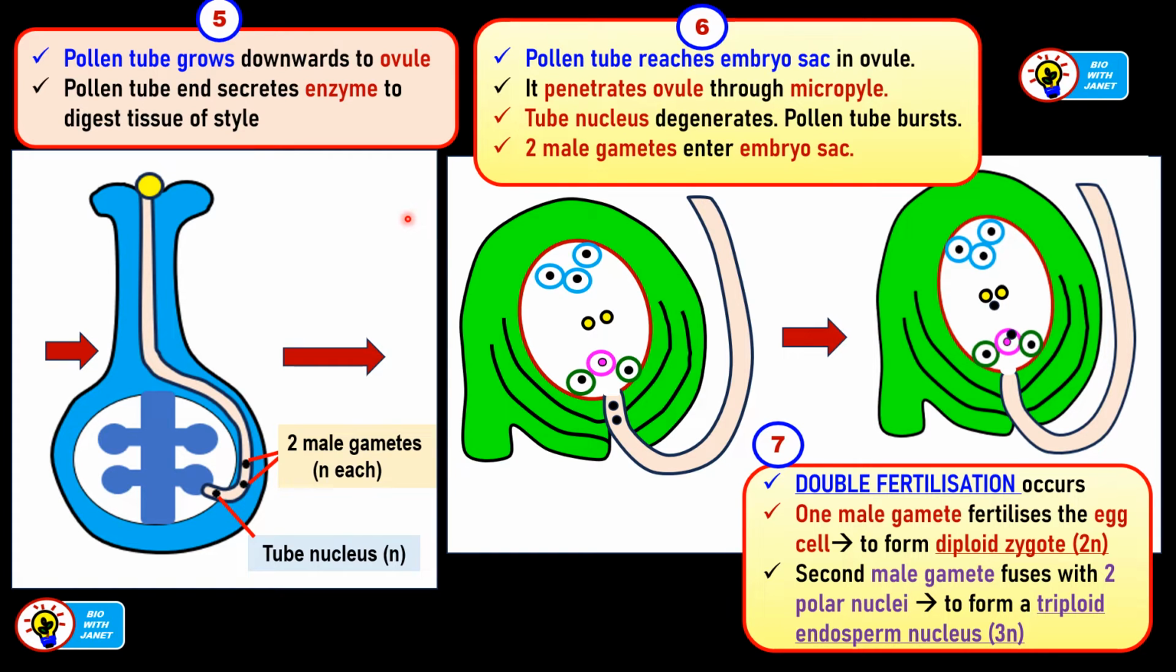So the generative nucleus undergoes mitosis to form two male gametes. Now next, what happens? The pollen tube will grow downwards to the ovule. Okay, it will grow through the style and through the ovary here to reach the ovule. Now, as it grows, the end of the pollen tube will secrete enzymes to digest the tissue in the style so that it can grow downwards. And it will allow the male gametes to also move downwards together with the tube nucleus.